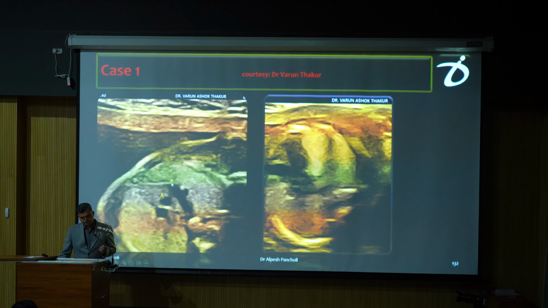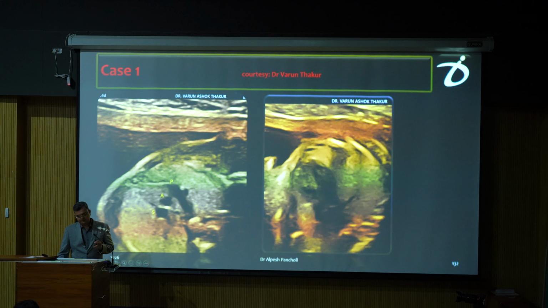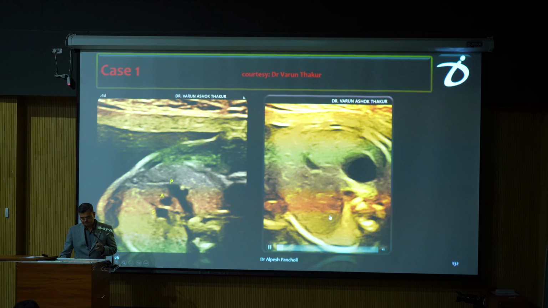This is a case from Dr. Varun Thakur. Here we see an additional vessel and a dilated SVC. By this view only we can say that we are dealing with supracardiac TAPVC, because in PLSVC we see small size bilateral SVCs, but here the SVC is almost equivalent to the size of the aorta. So we are dealing with supracardiac TAPVC.